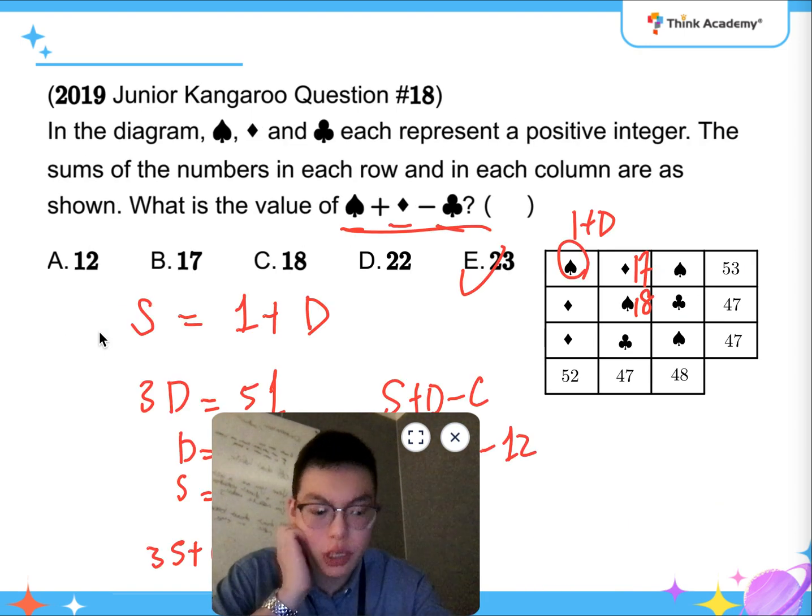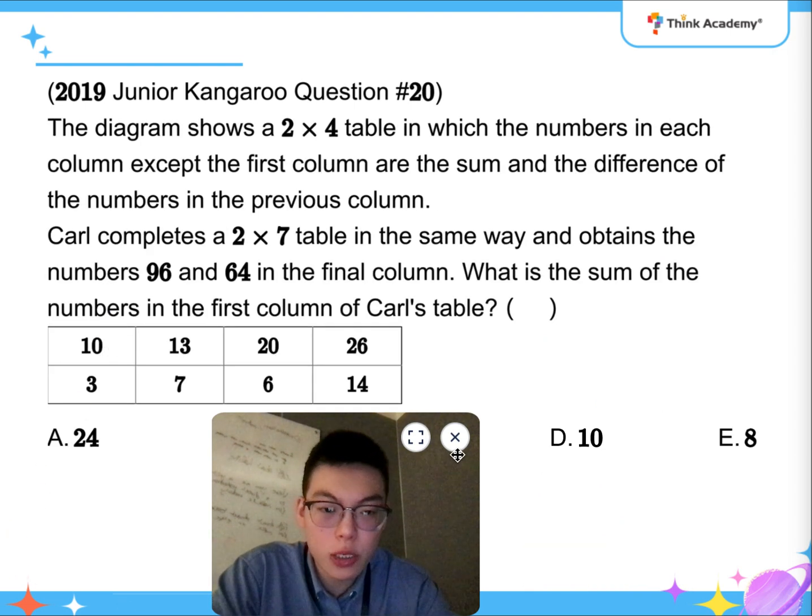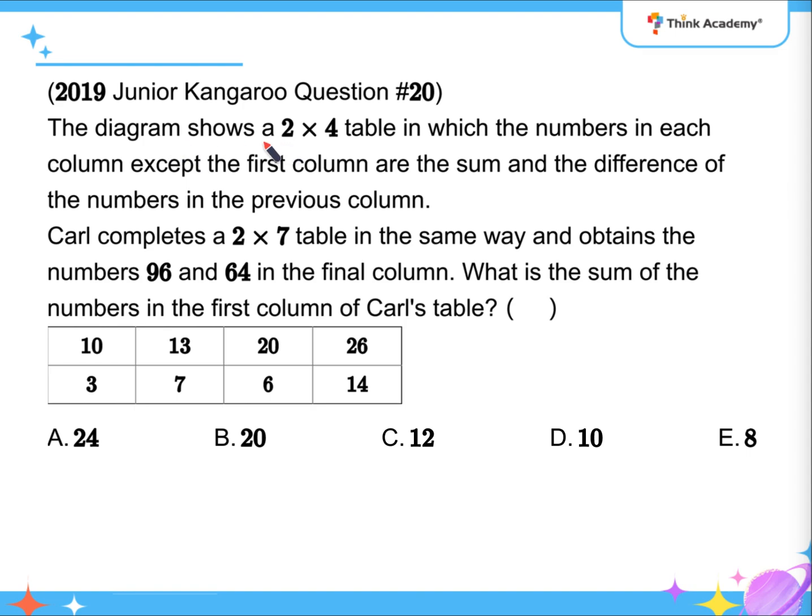Let's take a look at question 20 now. It says that the diagram shows a 2x4 table in which the numbers in each column, except the first one, are the sum and the difference of the numbers in the previous column. So it means that this one comes from 10 adding 3. This one comes from 10 subtracting 3. So the next one is going to be these two's sum and these two's difference.